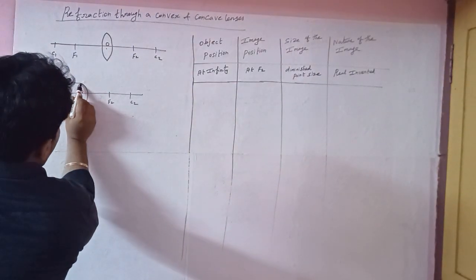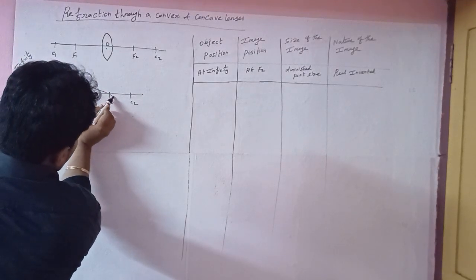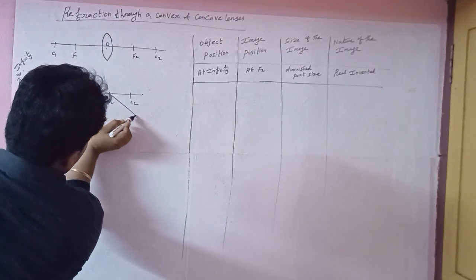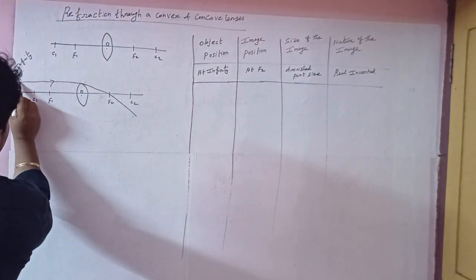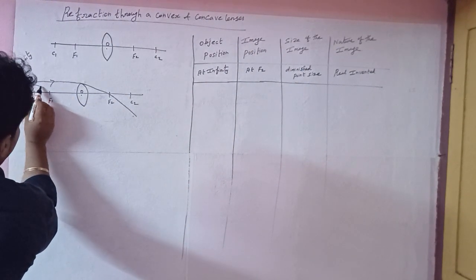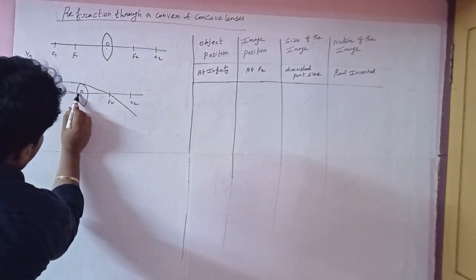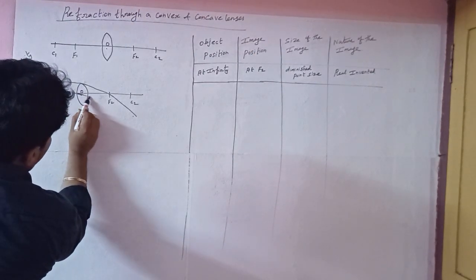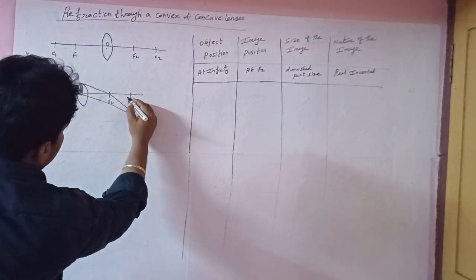So the light ray travels from the rare medium to the denser medium and bends. The bent light ray will converge at F2. This is the first light ray. Another light ray travels through the optic center without deviation.